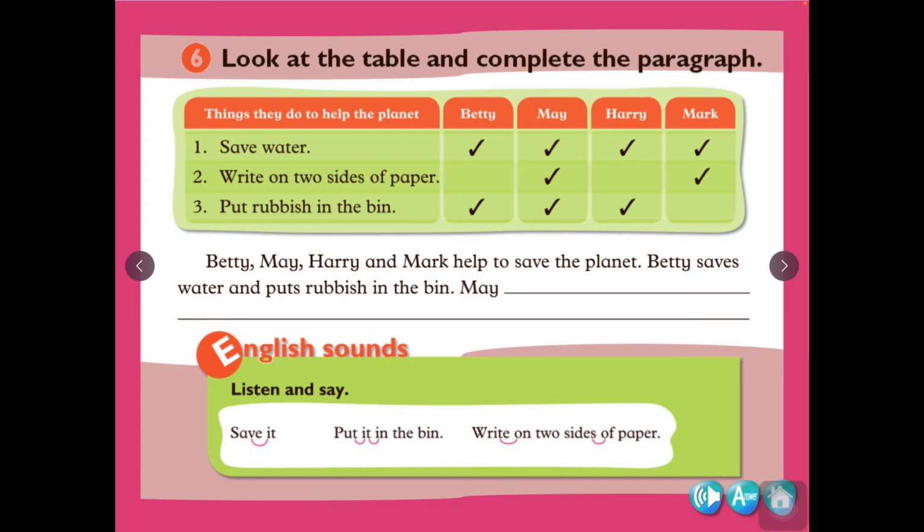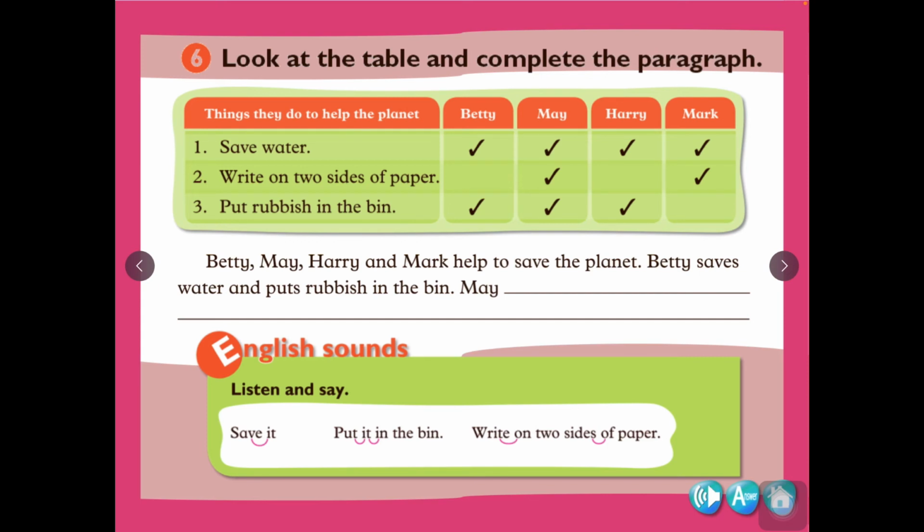So number 1, save water. Okay, look. So Betty saves water, May saves water, Harry saves water, and Mark also saves water. Number 2, write on 2 sides of paper. So May and Mark write on 2 sides of paper. For number 3, put rubbish in the bin. So only Betty, May, and Harry. Now let's complete the table.